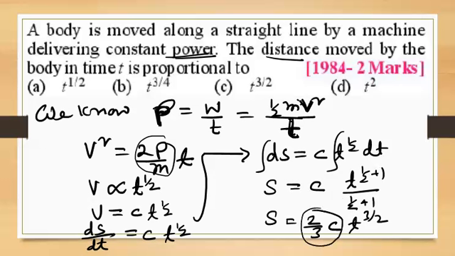So it means distance is directly proportional to t to the power 3 upon 2. So out of the 4 options, I can see here the third option is correct.